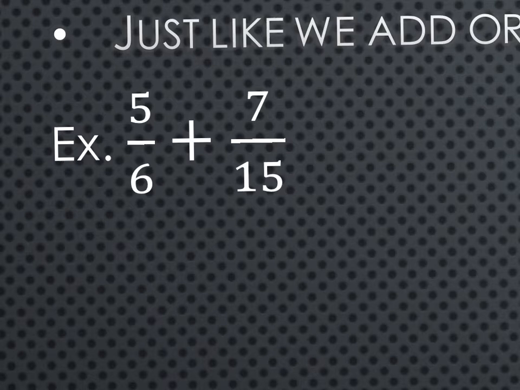Notice we have 5 over 6 plus 7 over 15. Remember, the first thing we did back in the day is we identified what our lowest common denominator is. So the lowest common denominator of 6 and 15, hopefully you recognize to be 30. And to turn that 6 into 30, we have to multiply both the numerator and the denominator by 5. To turn that 15 into a 30, we have to multiply the numerator and denominator by 2.